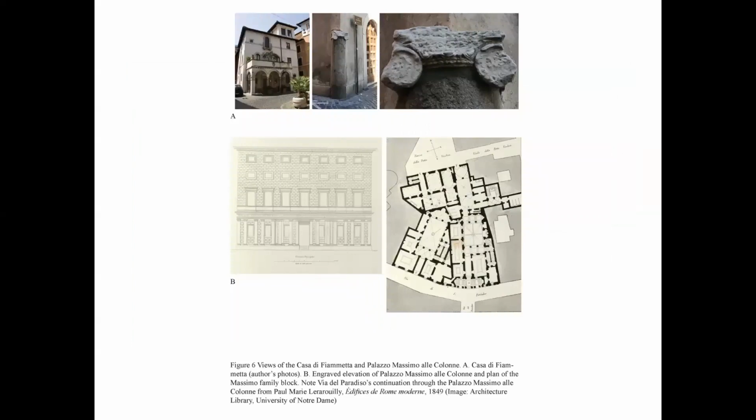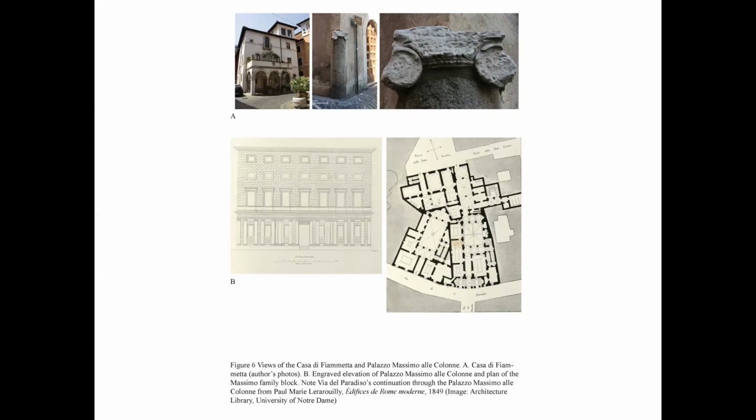Few residential porticos were actually designed and constructed in Rome during the Renaissance. Two of the most poignant examples, built in the late 15th and early 16th centuries, are the Casa di Fiametta, the house of Fiametta's Little Flame, and the Palazzo Massimo alle Colonne, which many of you are familiar with. The Casa di Fiametta once belonged to Fiametta Cassini. She goes by a number of different names.